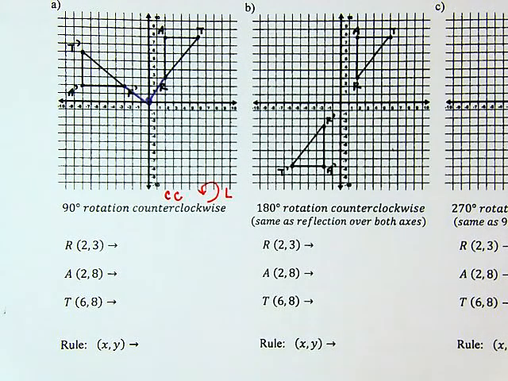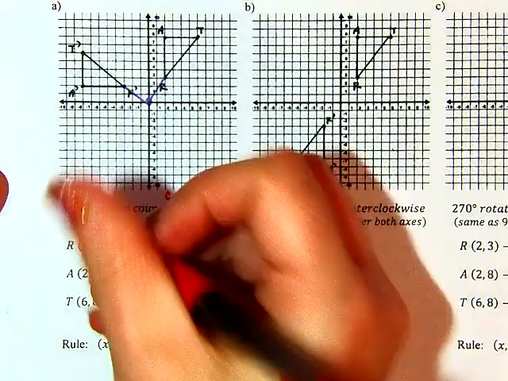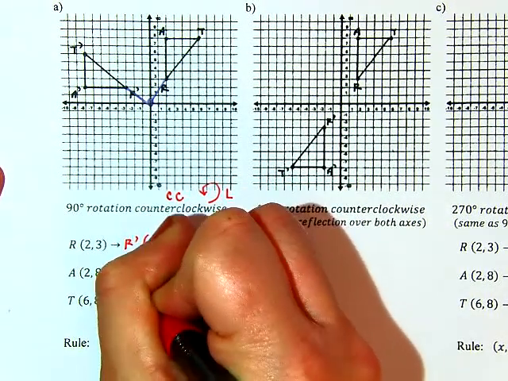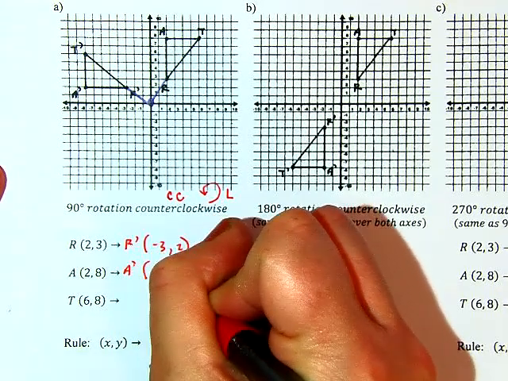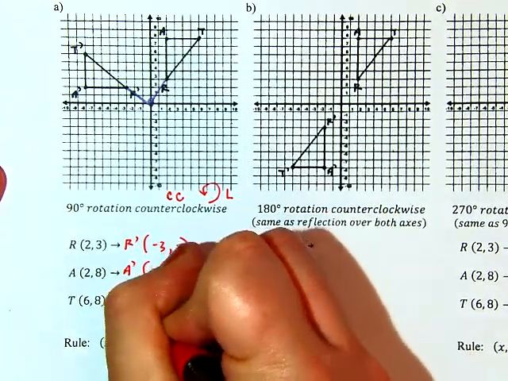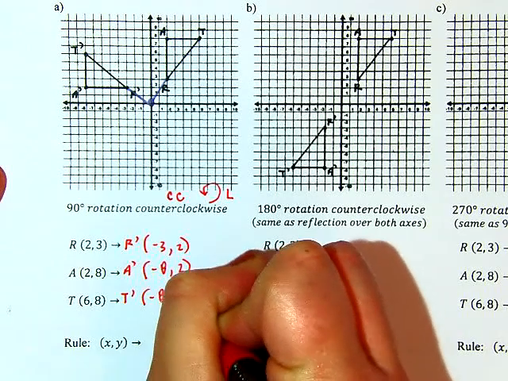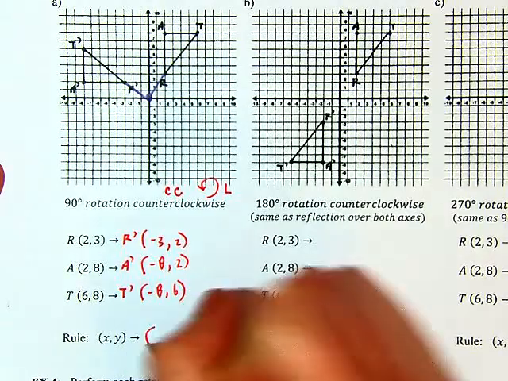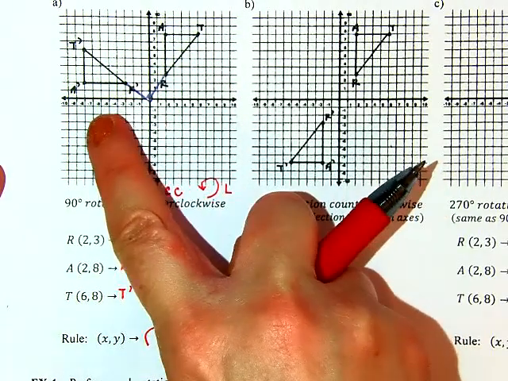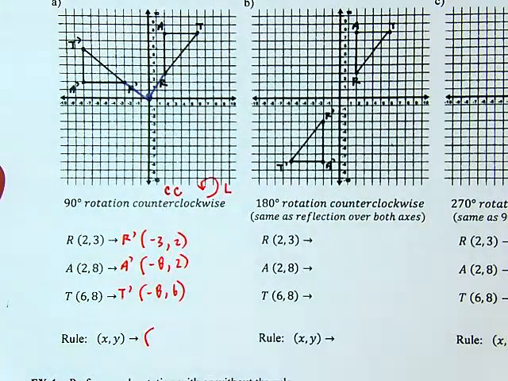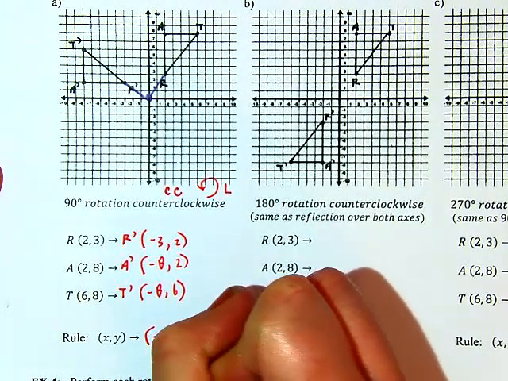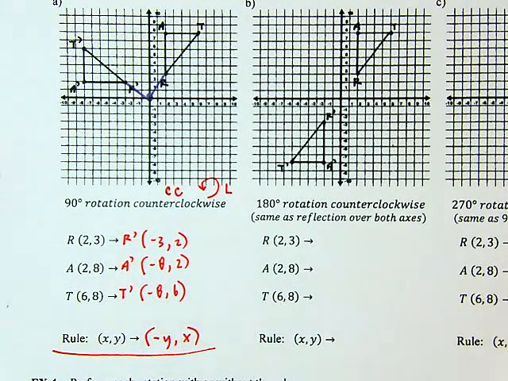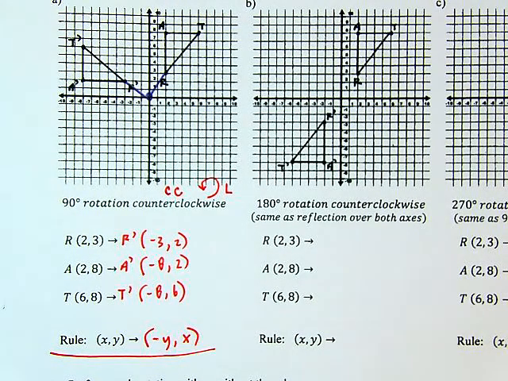All right, so if I quickly fill in my image points, R prime will be -3, 2. A prime will be -8, 2. T prime will be -8, 6. So what is my rule? Right, remember they're going to switch positions, but not just switch positions. Which direction is it swinging? It's swinging to the left. The one on the left takes the opposite sign. So -y, x. So that is my rule for a 90-degree rotation against the clock, counterclockwise.